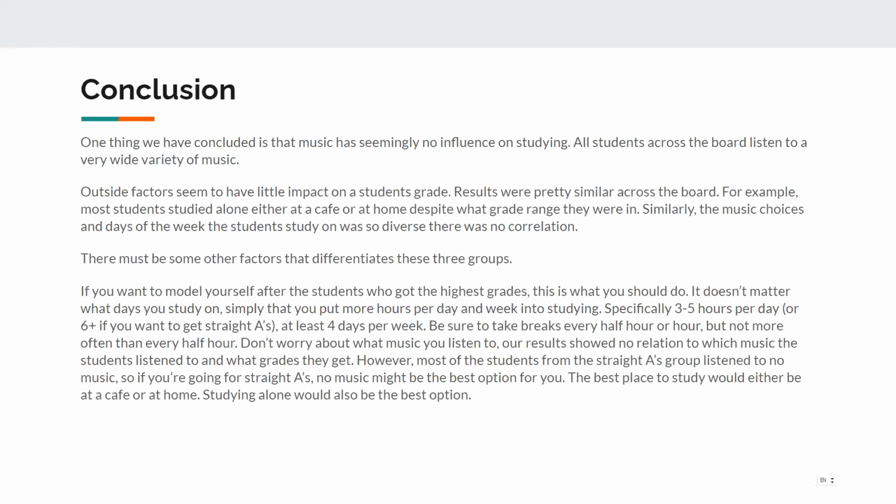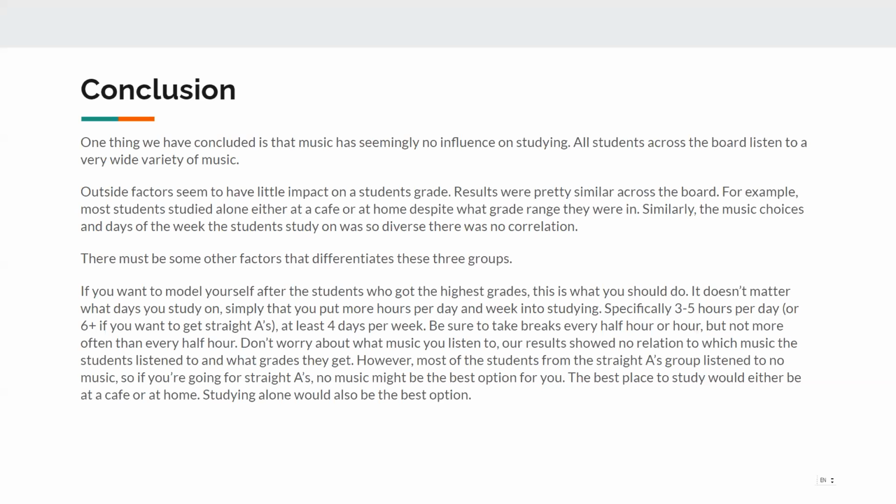So our conclusion, well, first of all, one thing that we've concluded is that music has seemingly no influence on studying. All students across the board listen to a very wide variety of music despite what grades they get. Also, our results tell us that outside factors such as where a student studies, what music they listen to, what day of the week that they study on seem to have little impact on a student's grades. Results were pretty similar across the board.